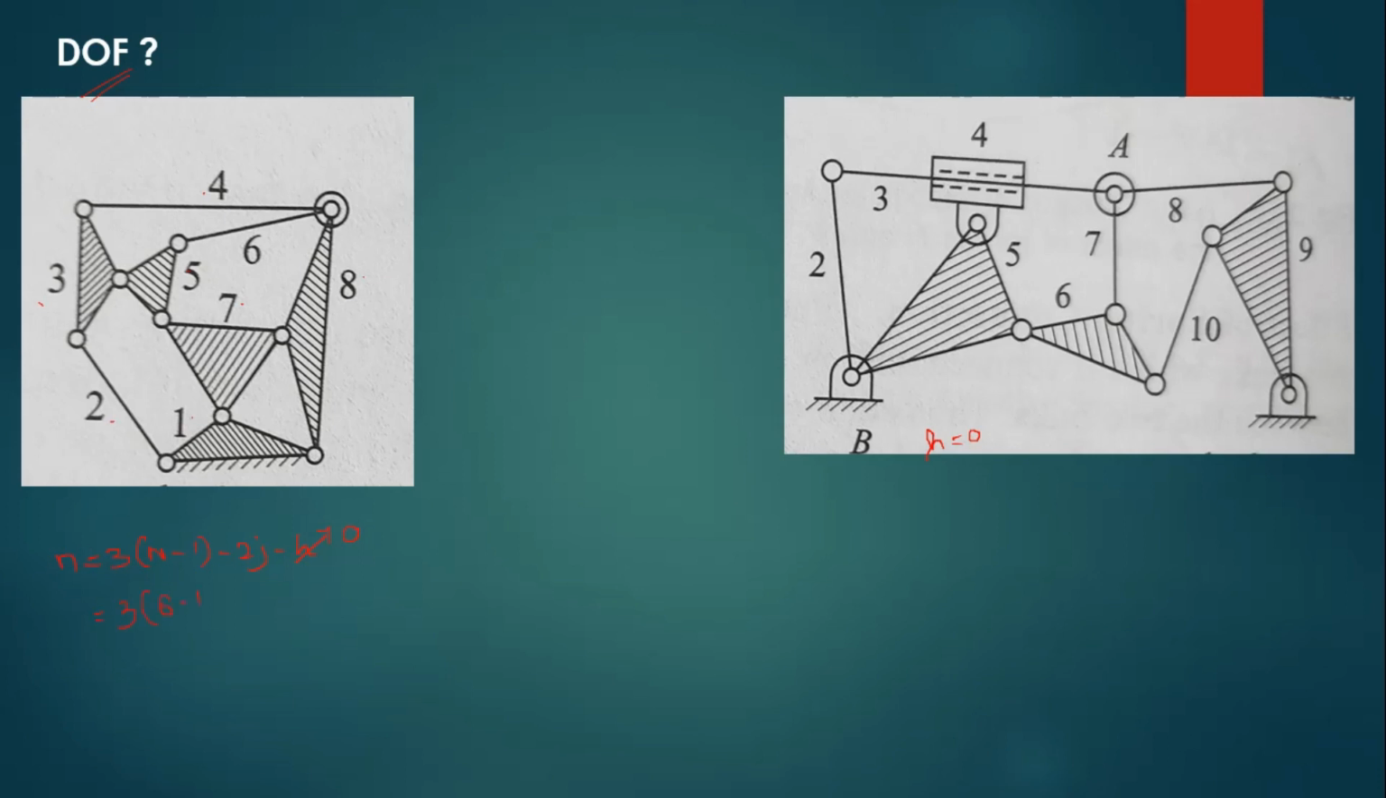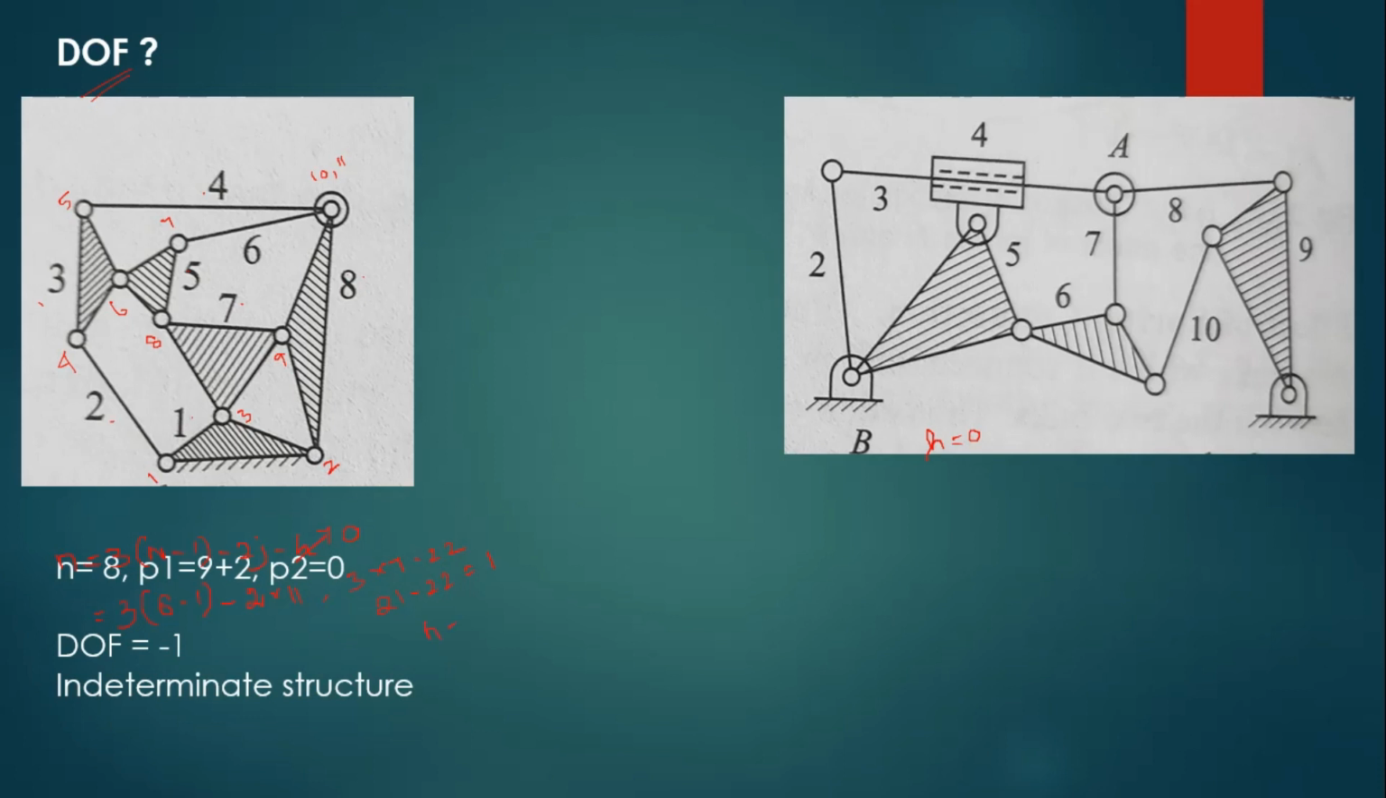So 3 into (8 minus 1) minus 2 into how many pairs are there? See, first we have to calculate here. See, 1, 2, 3, 4, 5, 6, 7, 8, 9. See here 10, 11. 2 connections are there. See, link 8 and link 6, that is one pair, and link 6 and link 4, that is another pair. See, totally 11 pairs are there. So 2 into 11. See, what is the value? 3 into 7 minus 22. So 21 minus 22, so n is equal to minus 1. So this is a superstructure or intermittent structure, right?